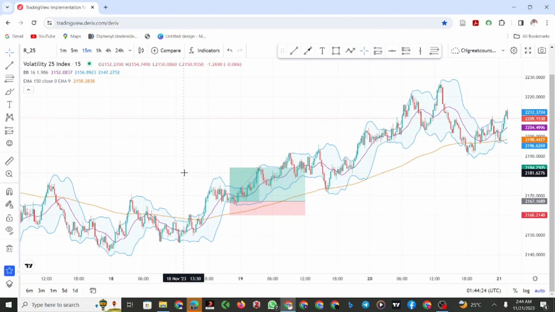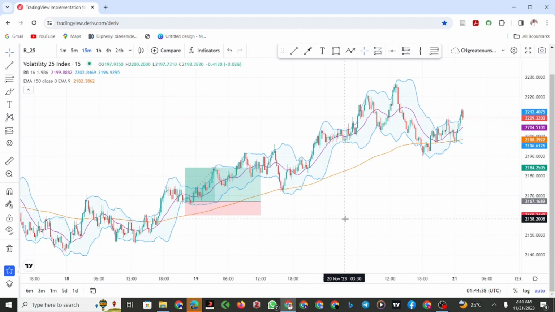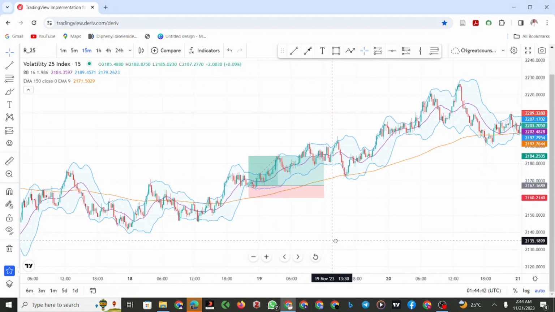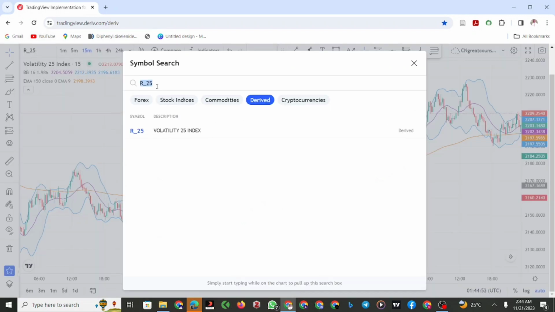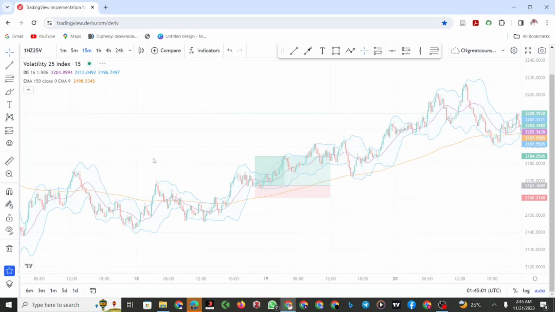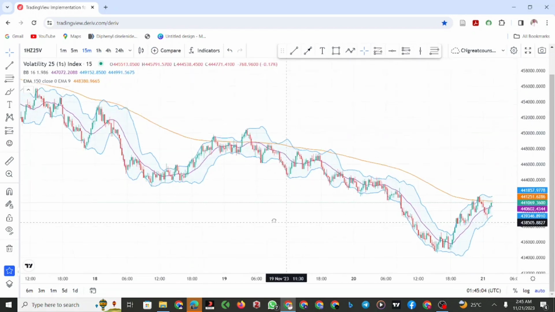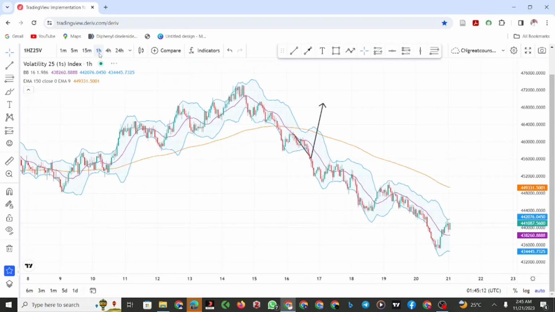Maybe I should quickly go to this, which is Volatility 25 on the 15 minutes time frame. Now, price from these points. Okay, let's check some other pairs. Volatility 25 1s. I want to show you exactly, 25 1s, and we can check the 1 hour time frame.